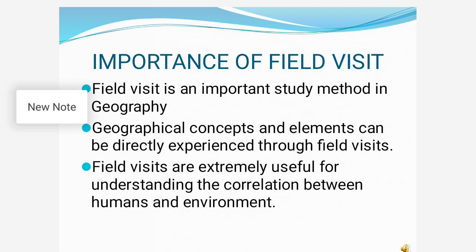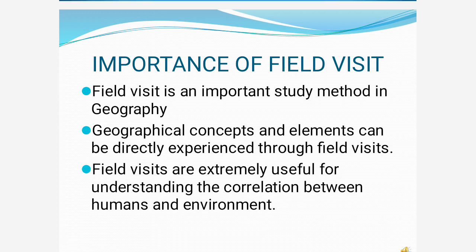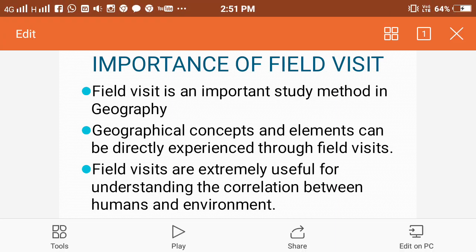Field visits are extremely useful for understanding the correlation between humans and environment. This point tells us better about the relation between human and environment. Let's take an example of Rajasthan. There, it's very hot, and we talk about Kashmir, where it is very cold. In Rajasthan, people wear cotton clothes because the heat is unbearable. And in Kashmir, people wear woolen clothes because there the cold is unbearable.